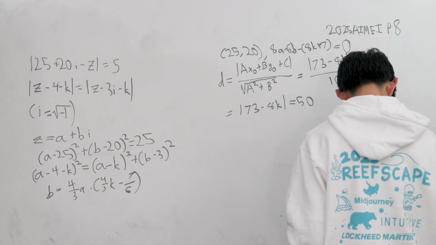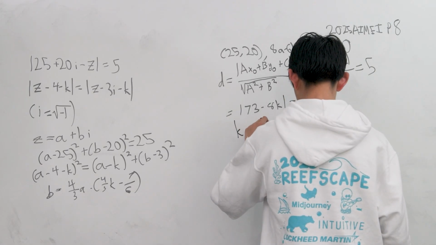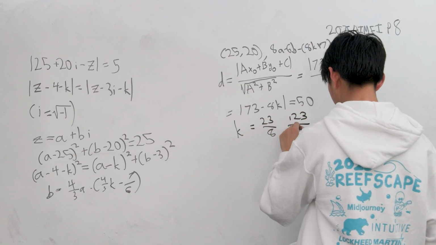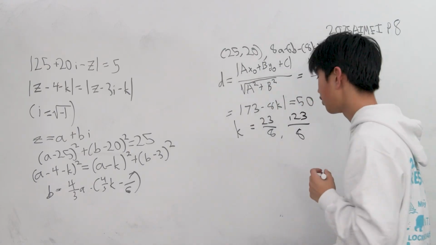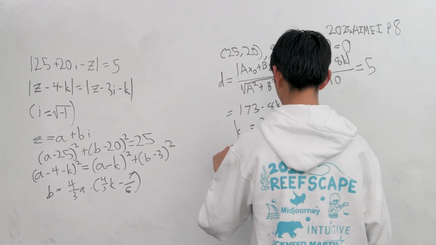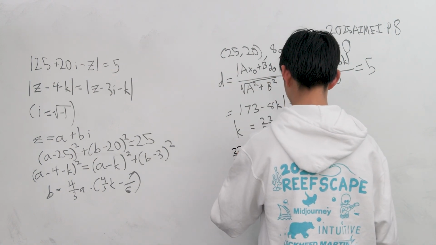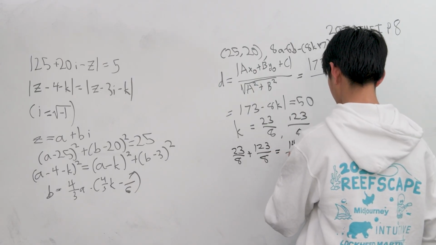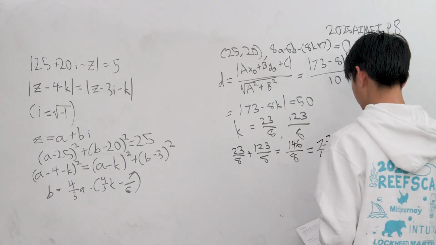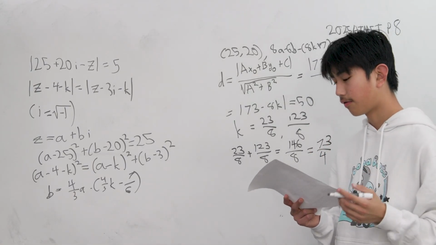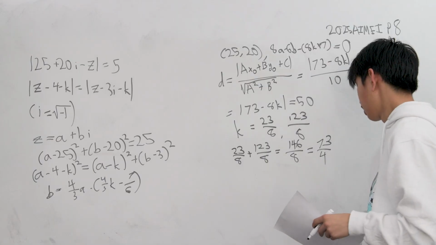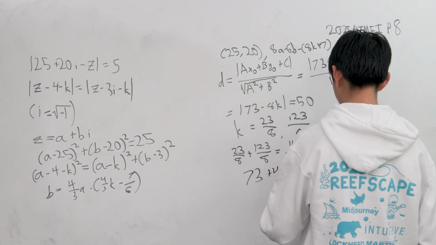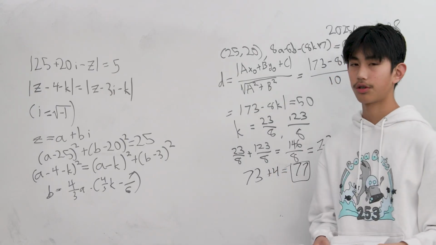So therefore, we can solve for the values of k pretty easily, which are 23 over 8 and 123 over 8. So then, you add these two. 23 over 8 plus 123 over 8 is equal to 146 over 8, which is 73 over 4. Now, we have an answer in the form of m over n. And so all we have to do is 73 plus 4 is 77, and that is our answer for this problem.